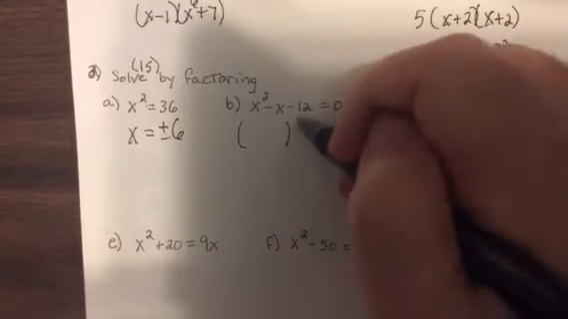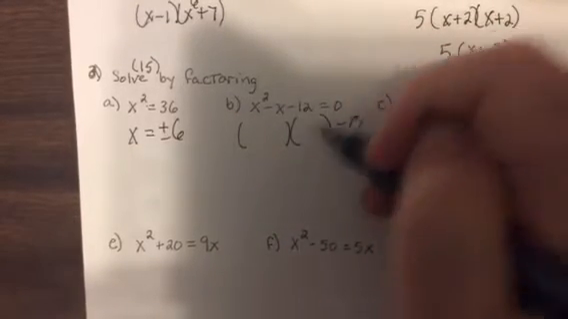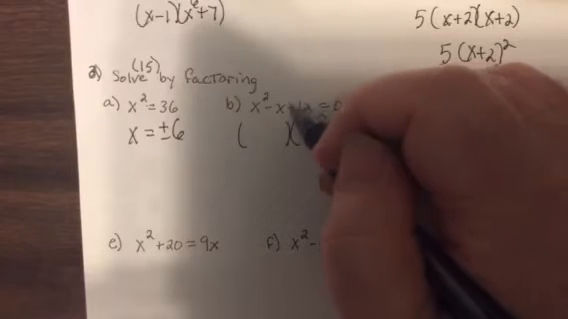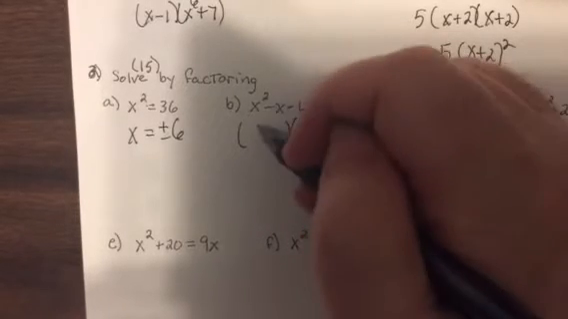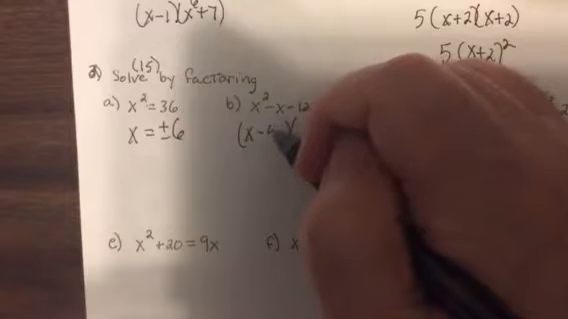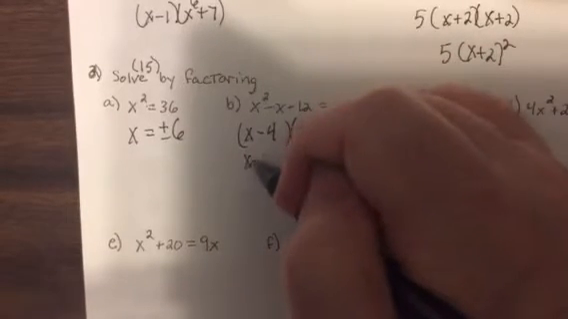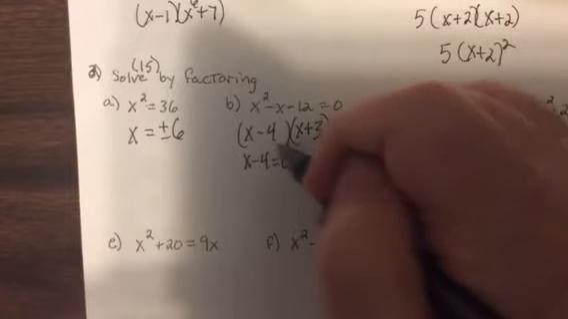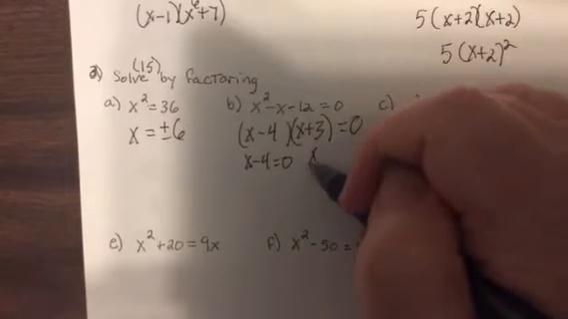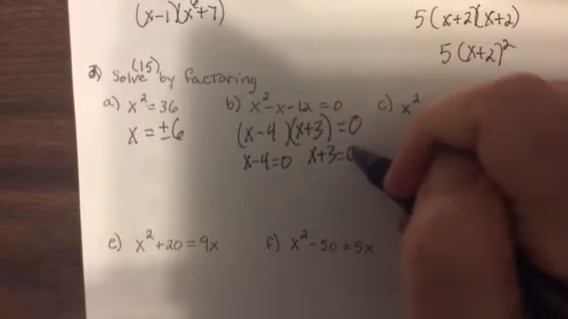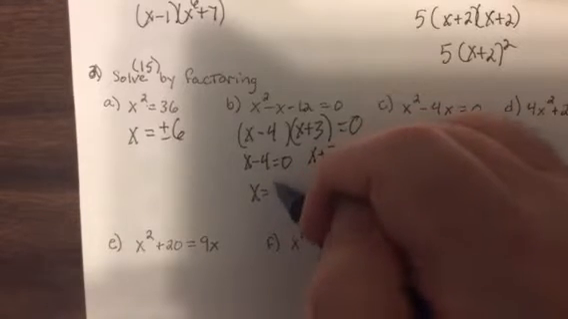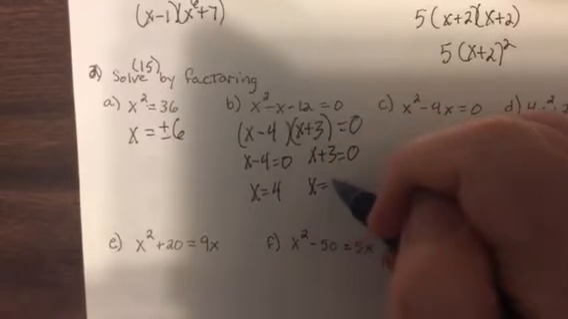Okay, this one, trinomial. So what are the factors of 12 that subtract to give you 1? Well, how about x minus 4, x plus 3? So you'd have x minus 4 equals 0 because you have a product equals 0. X plus 3 equals 0. So x equals 4 or x equals negative 3.